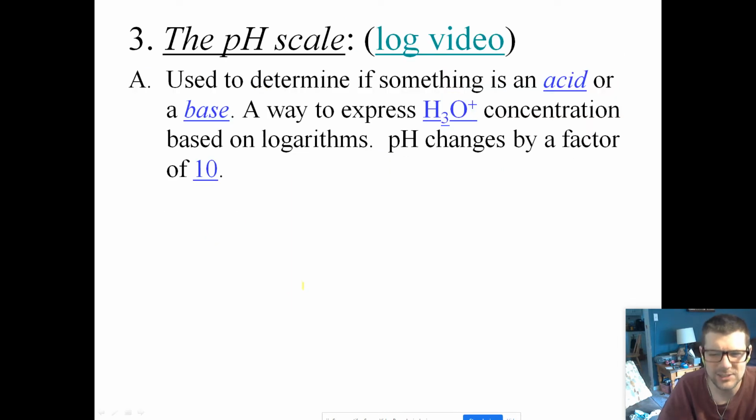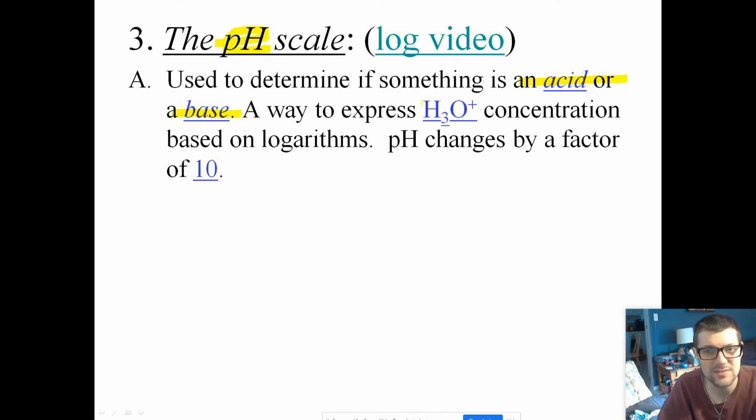Now, that's a little bit of a pain to be sitting there calculating concentrations. So we have a shorthand to talk about whether something's an acid or a base, whether its concentrations of hydronium or hydroxide are higher. We call this the pH scale. The pH scale is simply used to determine whether something's an acid or a base and the strength of that acid or base based on its hydronium concentrations.